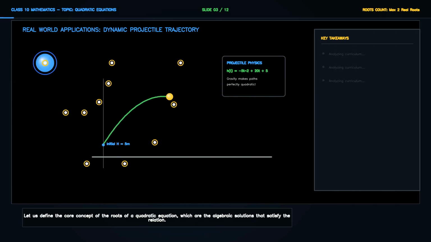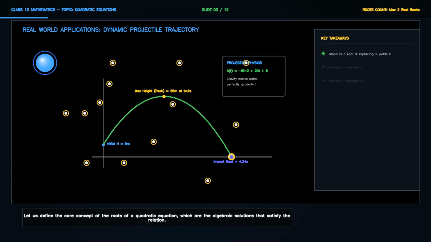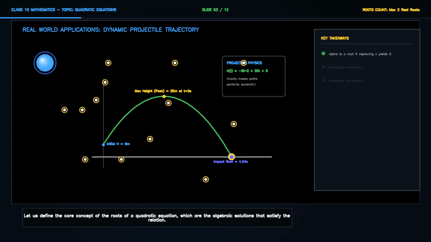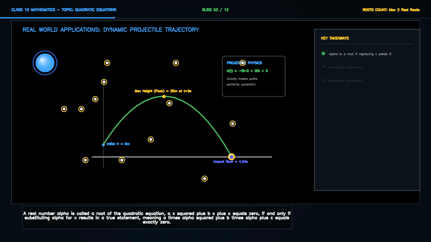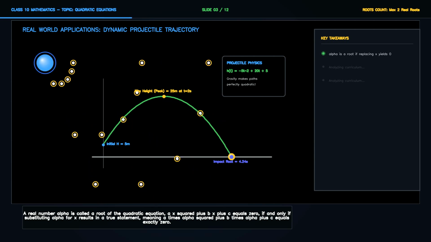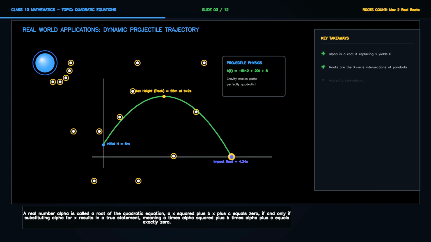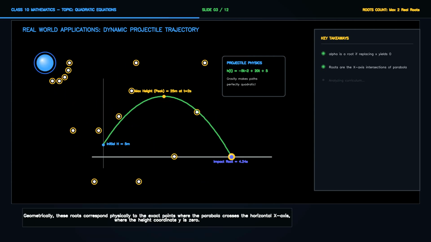Let us define the core concept of the roots of a quadratic equation, which are the algebraic solutions that satisfy the relation. A real number alpha is called a root of the quadratic equation ax squared plus bx plus c equals 0, if and only if substituting alpha for x results in a true statement, meaning a times alpha squared plus b times alpha plus c equals exactly 0.